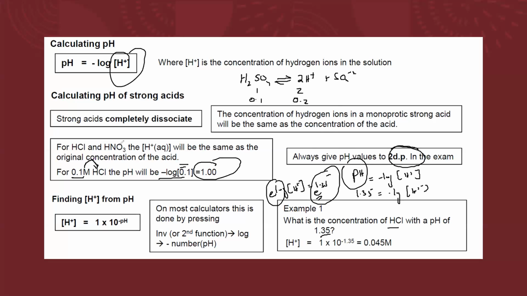Is it clear? This is the working of how to work out the pH of a strong acid, or using a pH, how you can work out the concentration of acid or hydrogen ion concentration. Any doubt in this part?